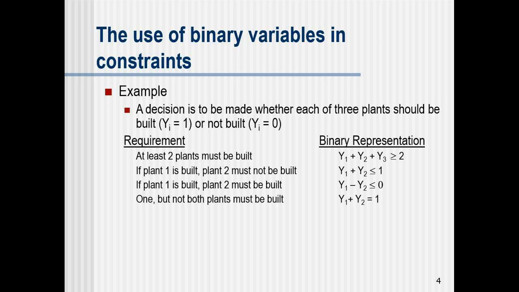One but not both plants must be built. If we're forcing it to build 1 plant, if Father Malachi said to me, we need to pick 1 and only 1 of those projects, it would look a little different. It would be MD plus FD plus CH is equal to 1, right? Force 1 and only 1, that's equal.